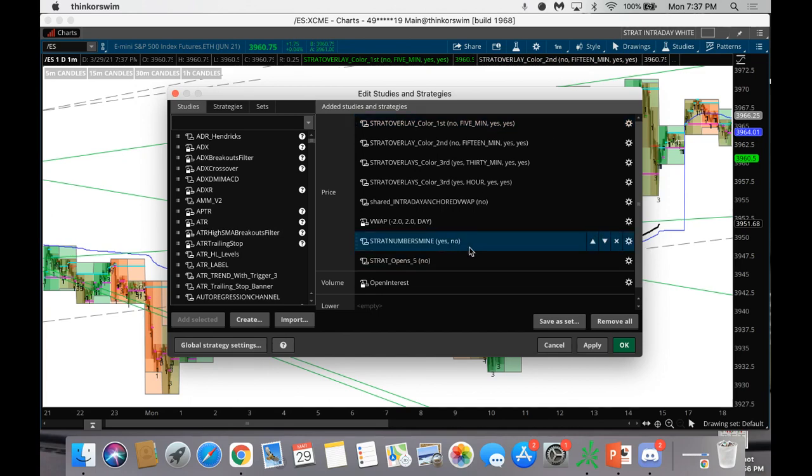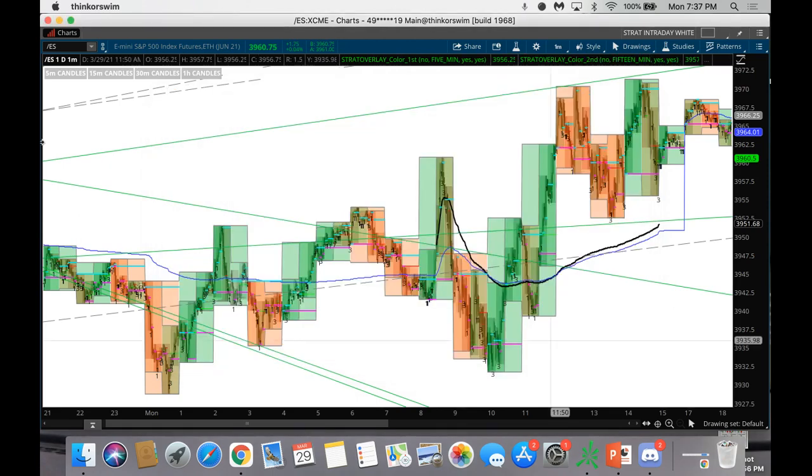You can move the order of the studies by clicking on these little items here. So that matters when you load the candles. If you make any edits to your studies and you end up putting these in the wrong order, they're not going to highlight the way they're supposed to when you hover over them. So keep that in mind when you load these charts.